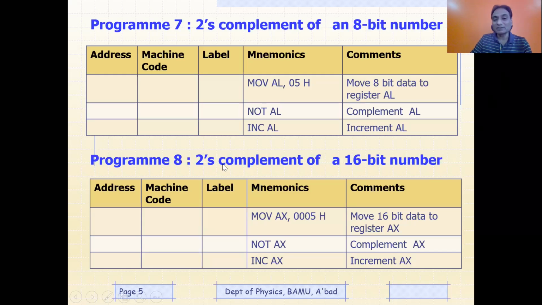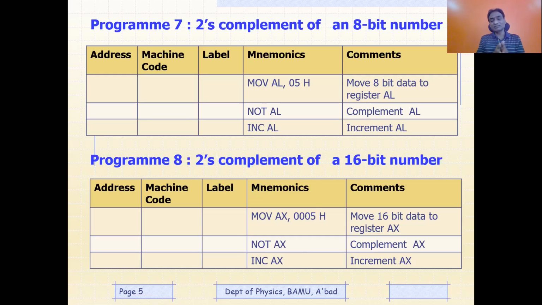Whenever we are talking about 2's complement of a 16-bit number, the program would be the same. Only, since we want the 2's complement of a 16-bit number, we want a 16-bit register instead of an 8-bit register. So here you can see we have considered a 16-bit register: MOV AX, 0005. This data can be any data, right? Then NOT AX will provide you the 1's complement of the given number, and then INC AX, one will be added to the number, which will provide you the 2's complement of the 16-bit number.